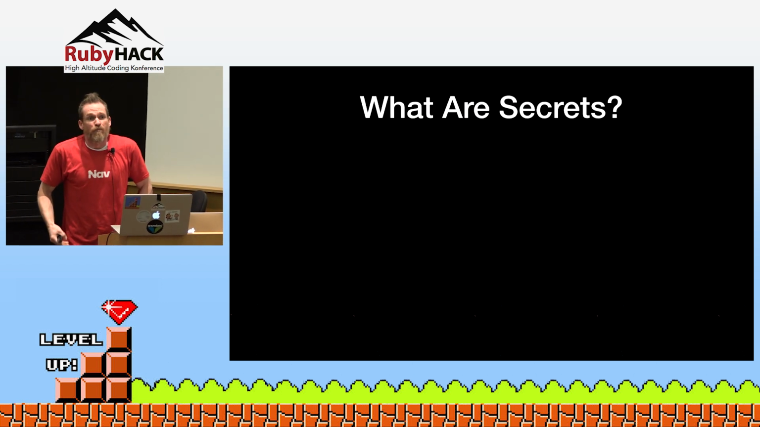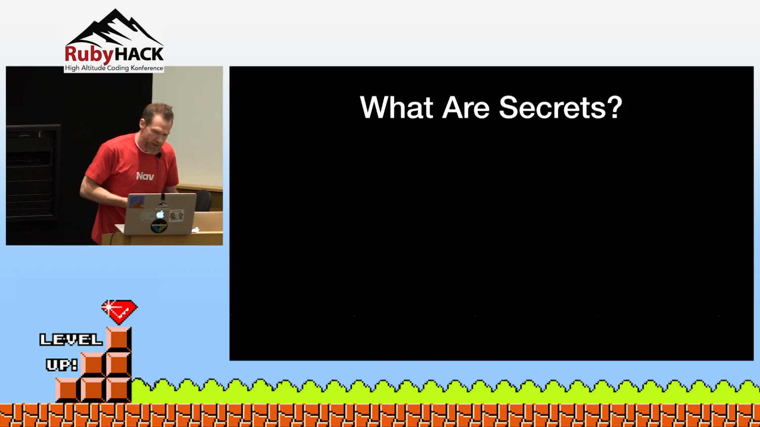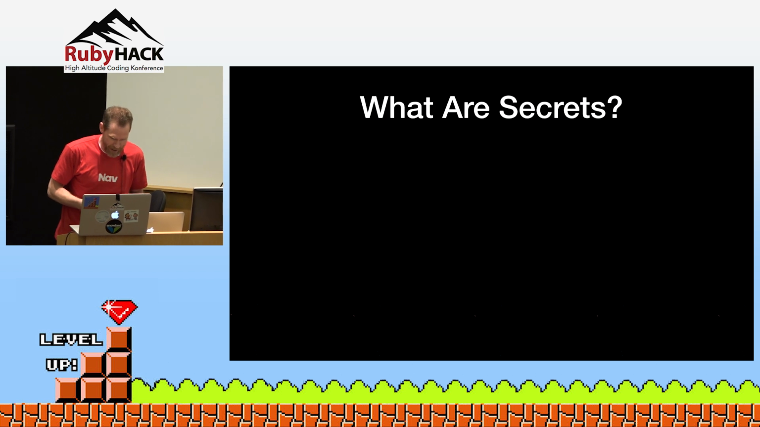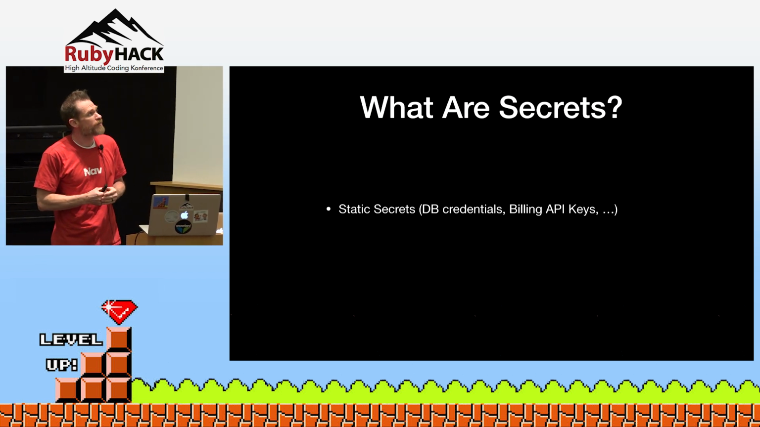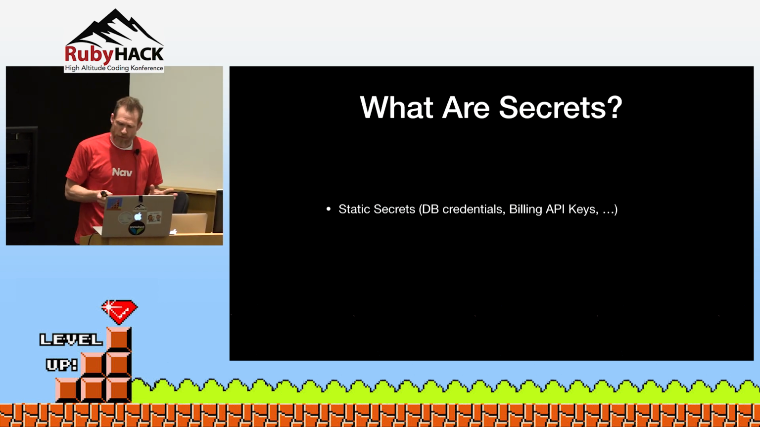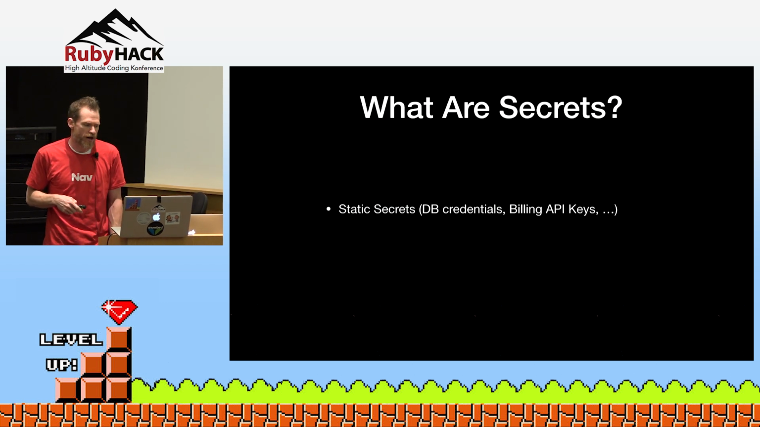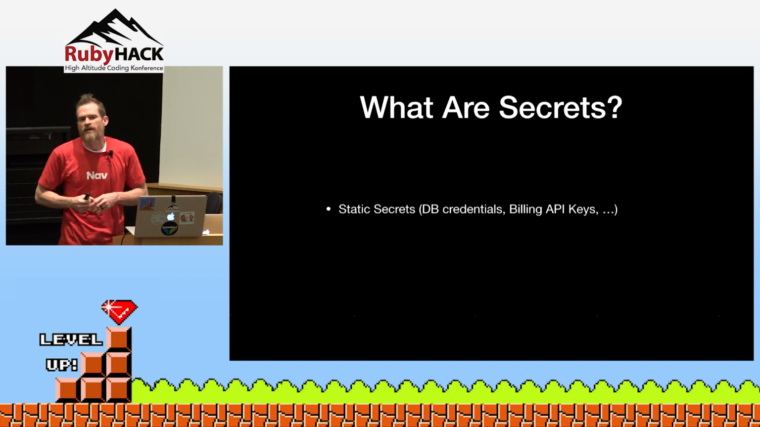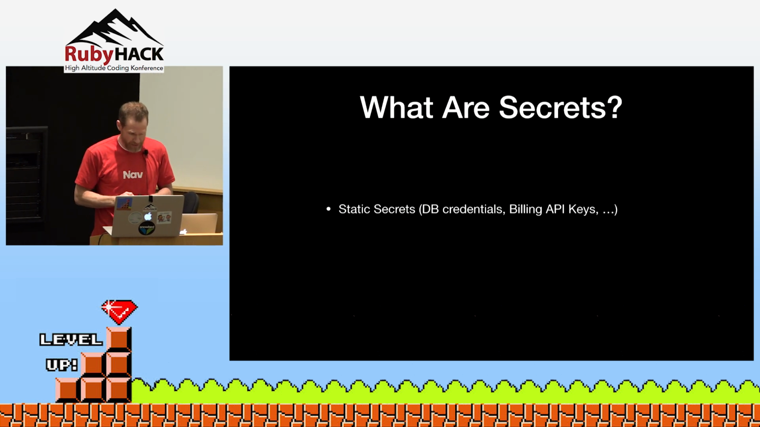So my talk is on a better way to manage secrets. First, let's chat about what secrets are. What are we going to be talking about? Today, we're going to be talking about 2 types of secrets. One is a static secret, but it's kind of configuration. So these are your database credentials, could be a billing API key, even AWS credentials, things that we know are going to allow something to do something on our behalf. We need to protect it.